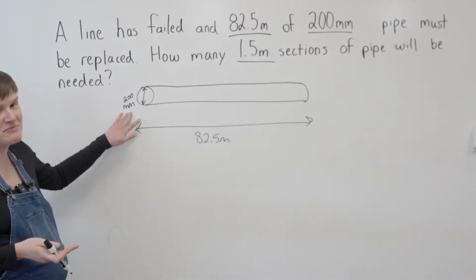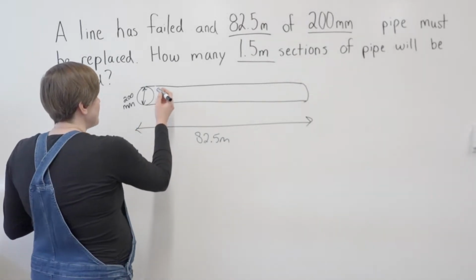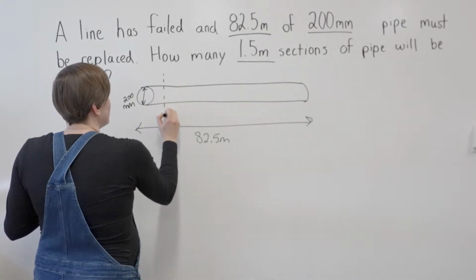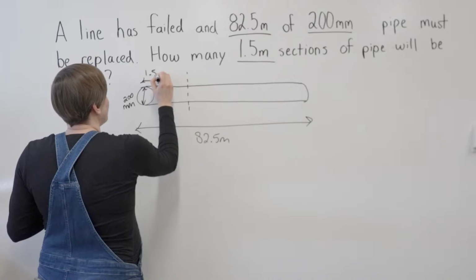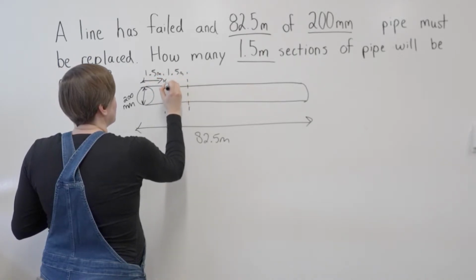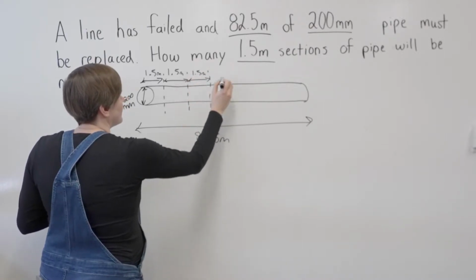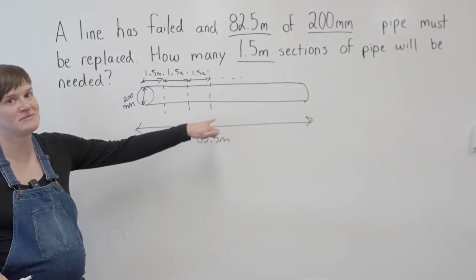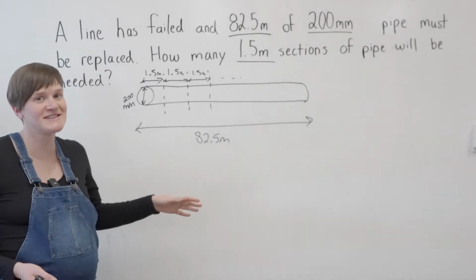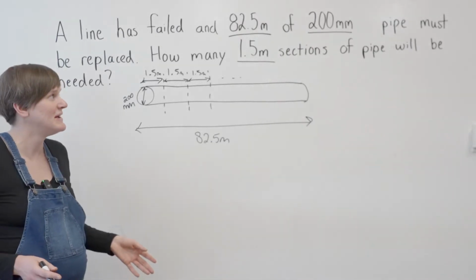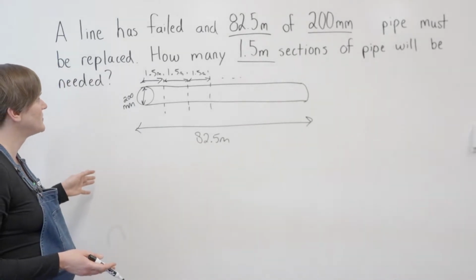So it turns out the diameter of the pipe doesn't matter in this question. Basically, I'm thinking about splitting up this broken section of pipe into 1.5 meter sections, and so on. And how many of these sections do I have? So the diameter doesn't impact this question. And sometimes you'll see questions like this where they give you information that you don't actually need. So go slow, read the question, figure out what they're actually asking you.